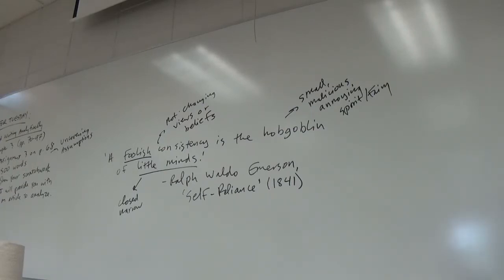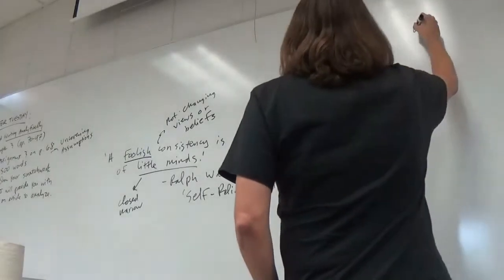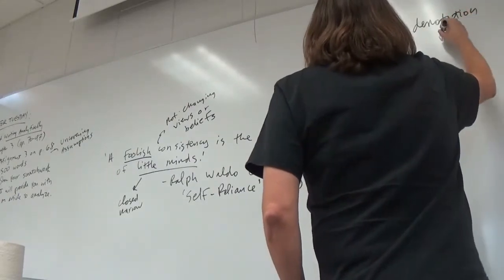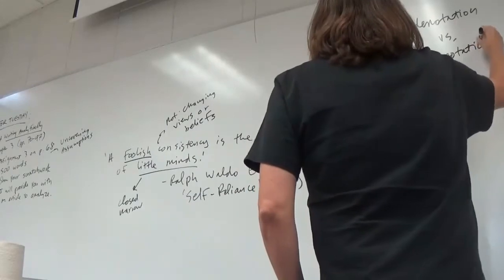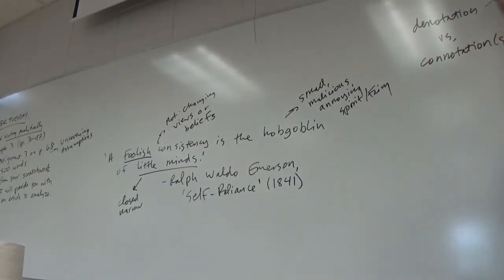So let's take a minute and see what else we can pull out of individual words here. Each word in any language has two basic kinds of definition. There's the denotation and the connotation. Usually connotations, plural.